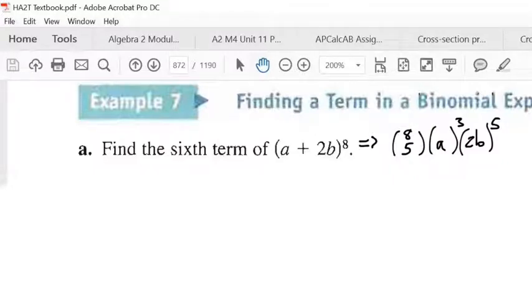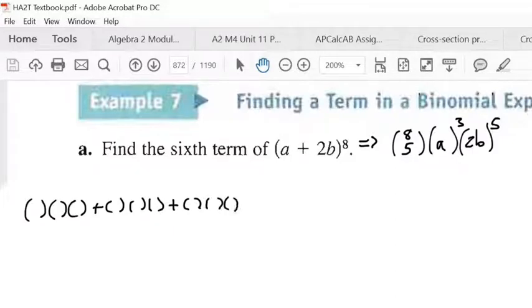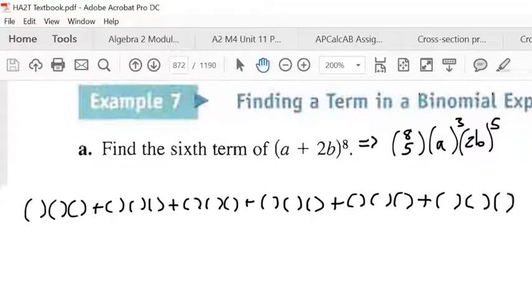Here, I'm going to write some stuff out for you guys to try to help explain this. This would be my first term. This would be my second term. And this would be my third term. This would be my fourth term. This would be my fifth term. And this would be my sixth term. That's what I'm looking for. But I don't want to write all this stuff all the time. So we've got to find a way to find that number without having to do all this. Okay, so let's see.